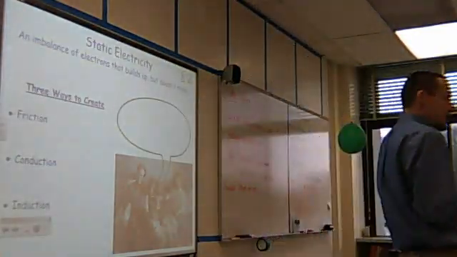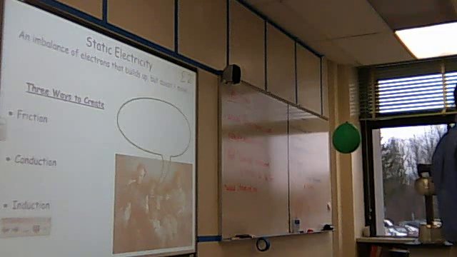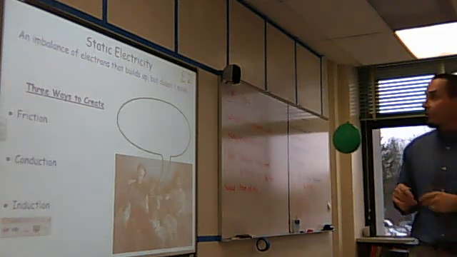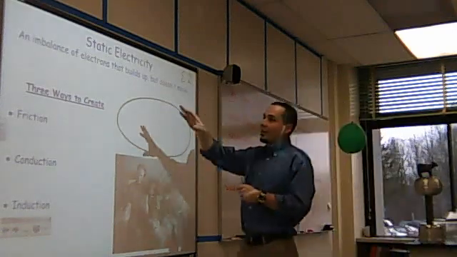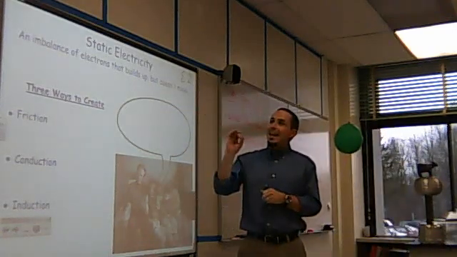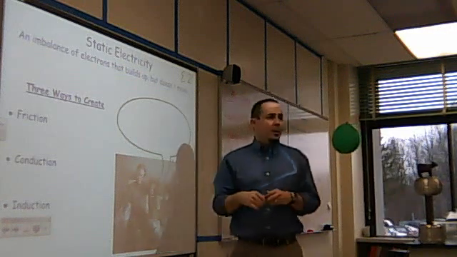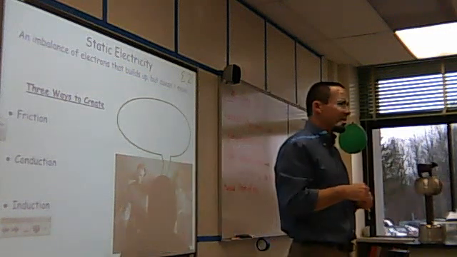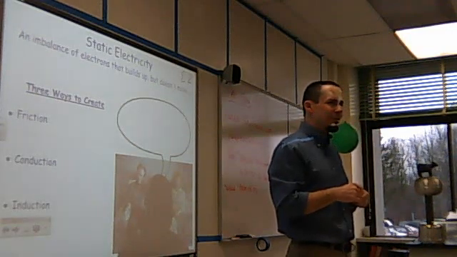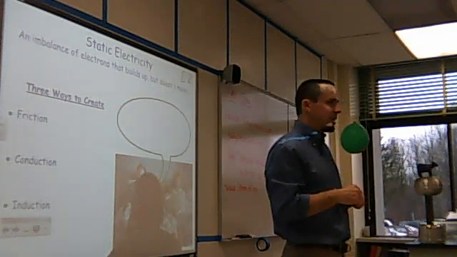All right, you've seen some examples of static electricity. You've seen a few, and I'm sure you know some examples also. However, static electricity's official definition that we're going to use in this class is going to be an imbalance of electrons that builds up but doesn't move. What do we mean by imbalance of electrons? Any ideas?